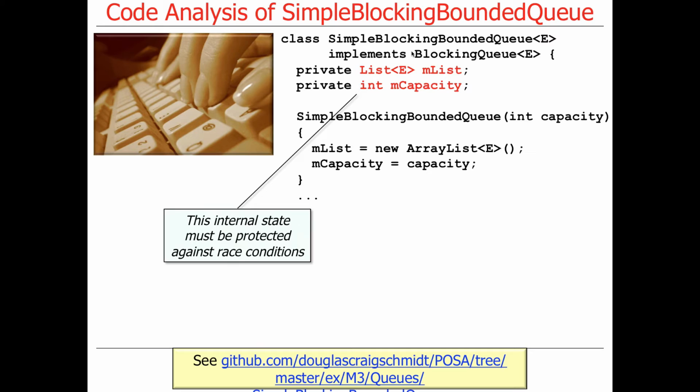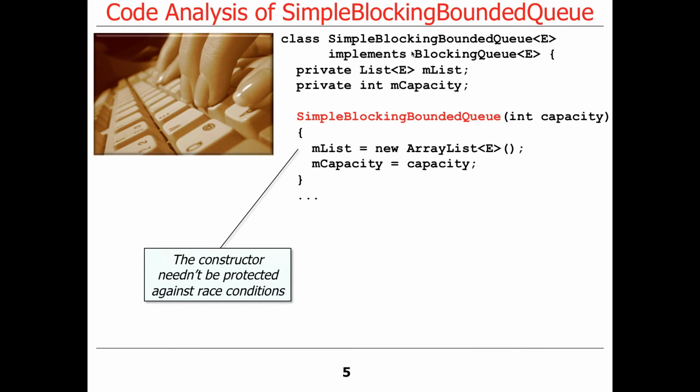As you can see, there's some internal state. We have a list, basically a linked list, and a capacity. And that's the state that has to be protected against race conditions. You can see here we're going to implement this with an array list, and we're going to give it a certain capacity. You don't need to protect the constructor against race conditions, and that, of course, is because the constructor is only going to be called in a single thread.